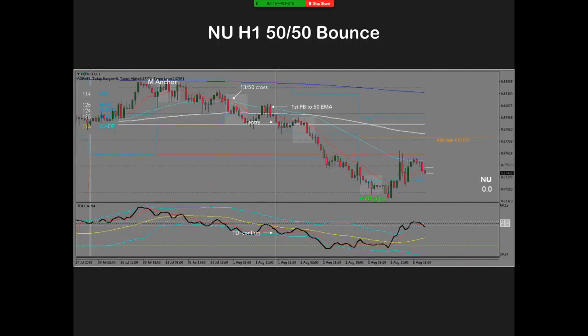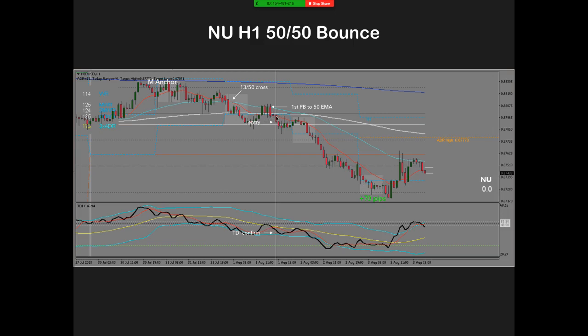All right, next, NU, another H1 50-50 bounce. And let's see here, M anchor, 1350 cross. First pull back to the water. You got a quarter wood here, right? Look at the quarter wood. Shift candle below the 13 EMA. We can't take this trade yet though because it hasn't crossed the signal line.